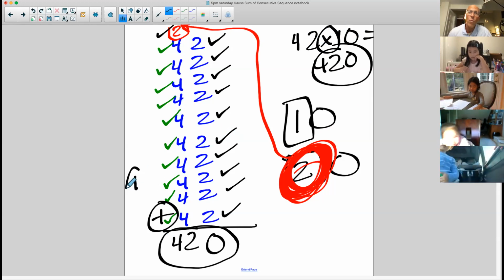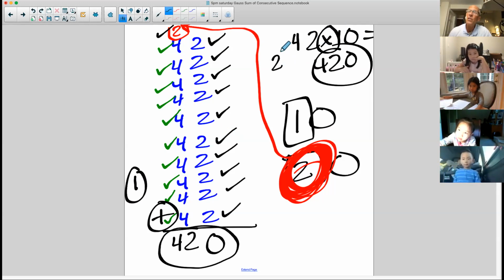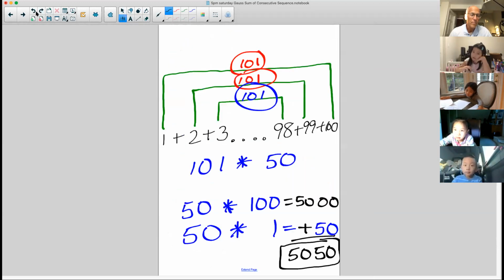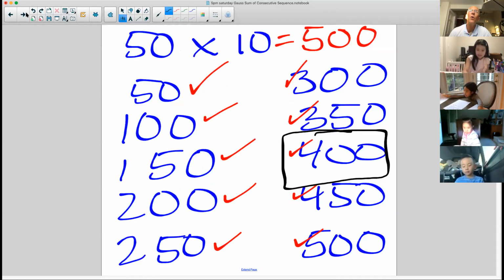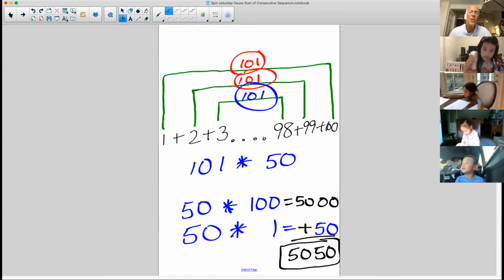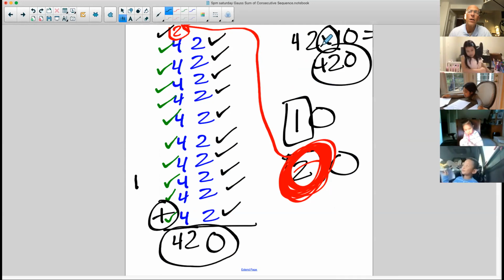Can anybody tell me which one was easier? Addition is door number 1, and multiplication is door number 2. Which one was easier? Door number 2. Of course. Multiplication will always be faster. And even though you guys are just in kindergarten or first grade, it still is the best method.